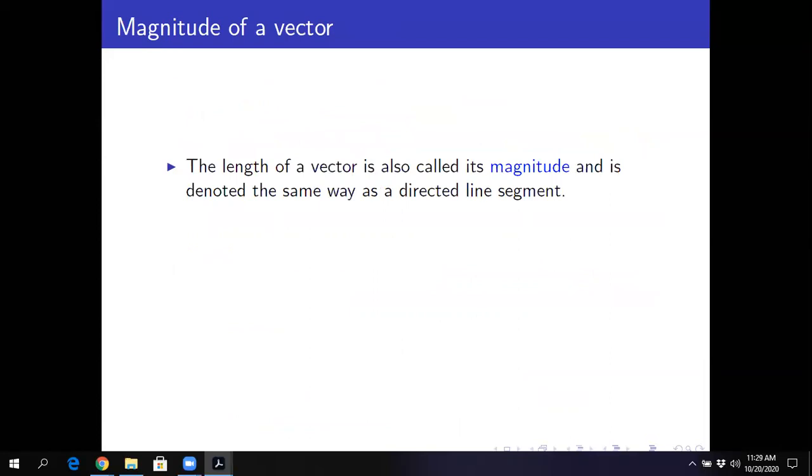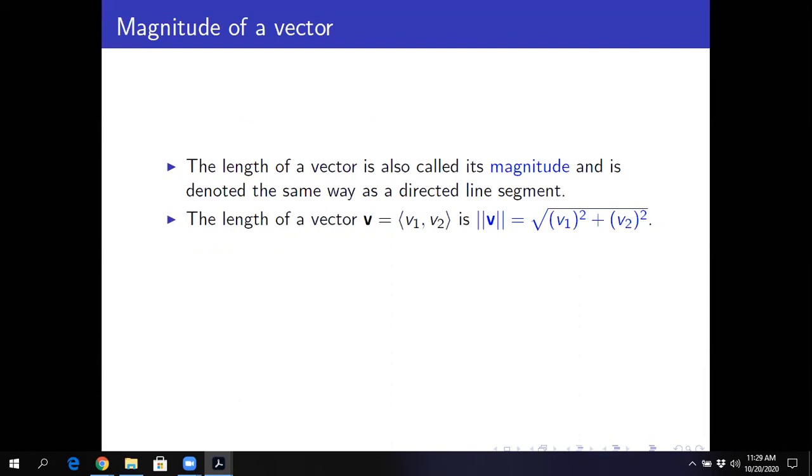The length of a vector is also called its magnitude, as we have already discussed, and is denoted the same way as a directed line segment. So you would put the double bars around it, or you can use single bars, just absolute value symbols to represent the length of a vector. Okay, the length of the vector V equal to V1, V2.